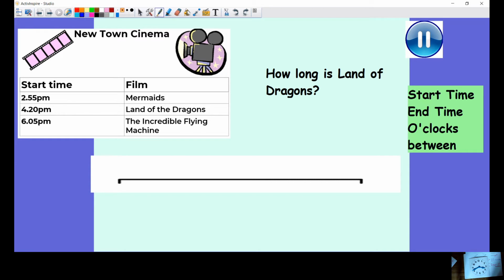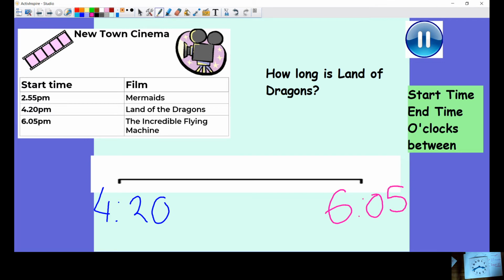Fantastic. Hopefully you've had enough time to do that. If not, press pause, and then when you're ready, press play. Okay, first step, start time. Land of the Dragon starts at 4:20. End time, well, the Incredible Flying Machine starts at 5 past 6, so that's going to be the end time of Land of the Dragons.